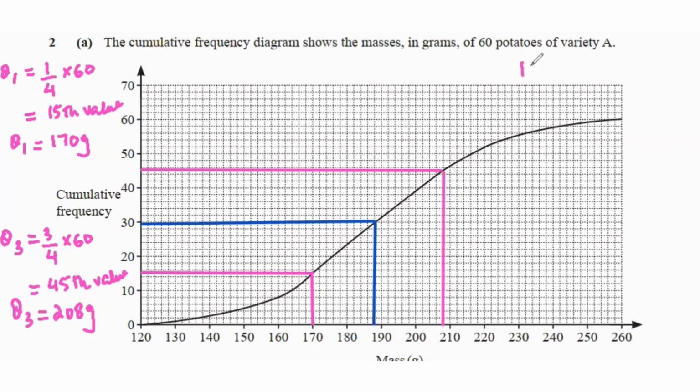So for the interquartile range, we'll subtract the two. 208 minus 170, and that is going to give us 8 grams. That is your interquartile range.